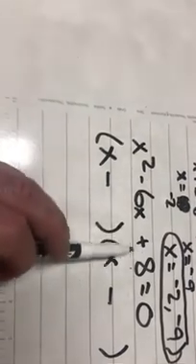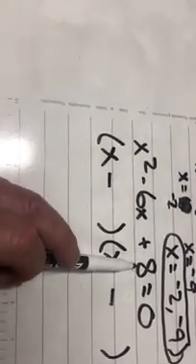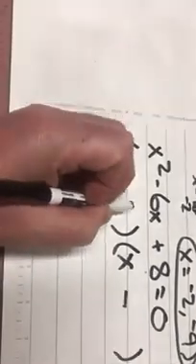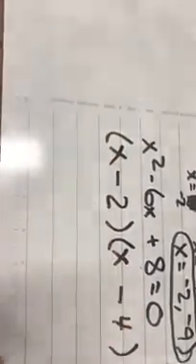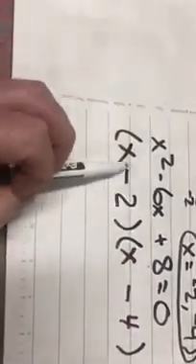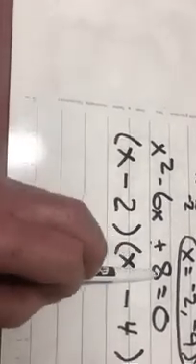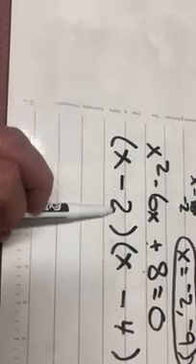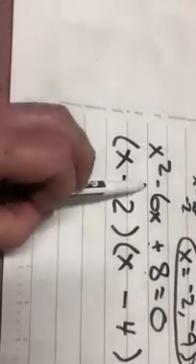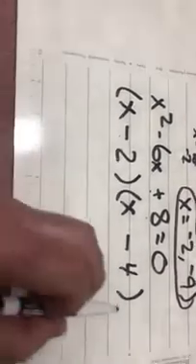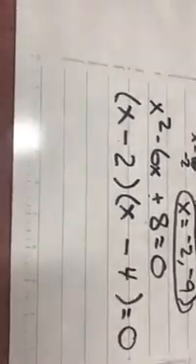Well, I'm thinking, well, what equals 8? Well, 1 times 8 and 2 times 4. Well, logically, 2 plus 4 is going to equal 6. If I multiply a negative 2 times a negative 4, I get a positive 8. If I add a negative 2 and a negative 4, I get a negative 6. So now I got x minus 2 multiplied by x minus 4 equals 0.